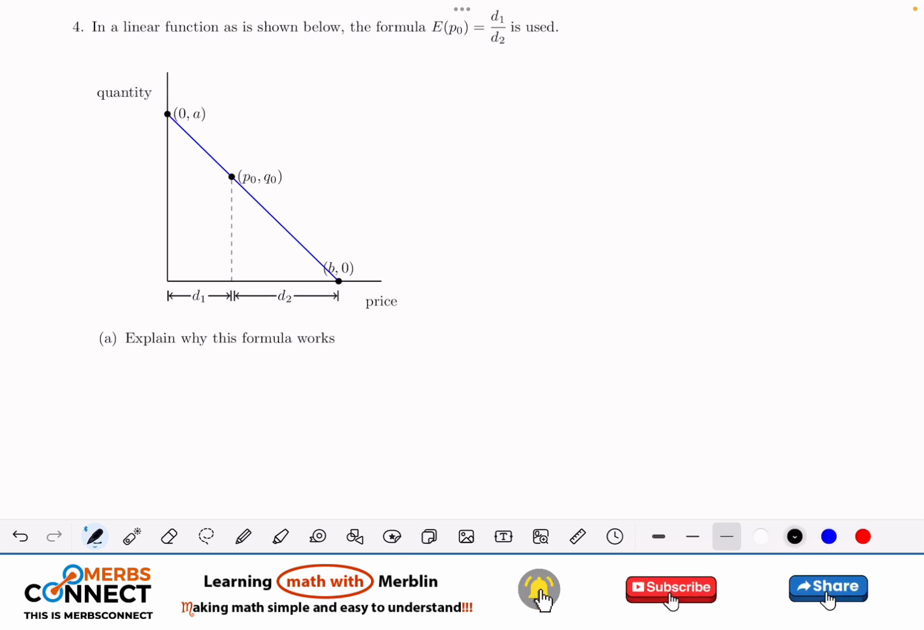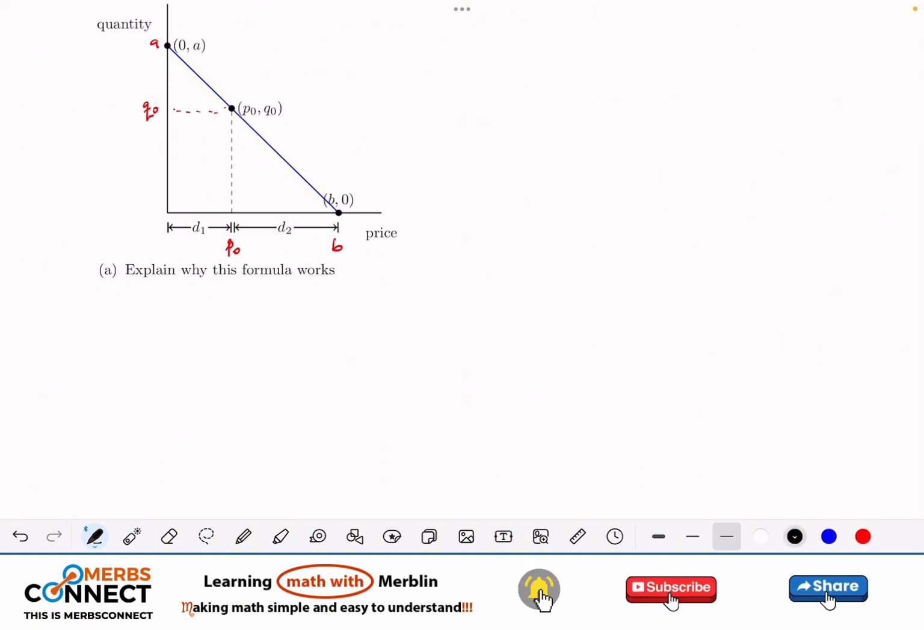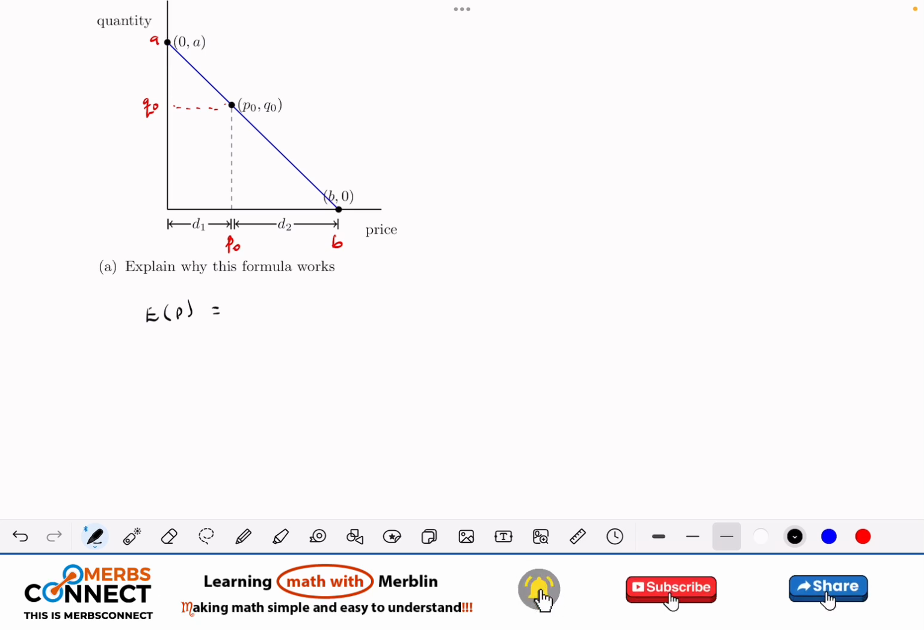So it means that here we have P naught, right? And then at this point, X is B and Y is 0. So at this point we have B. And then at this point too we have Q naught. And at this point we have A. Good. So what's the formula for finding elasticity, right? We know that the formula for finding elasticity is equal to minus P F prime of P divided by F of P.